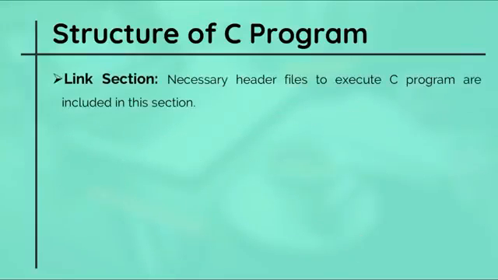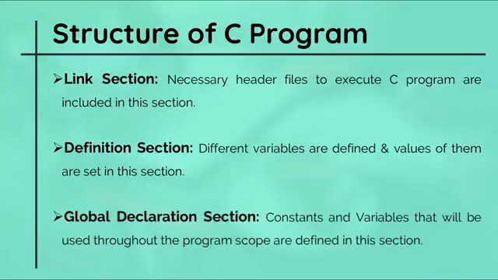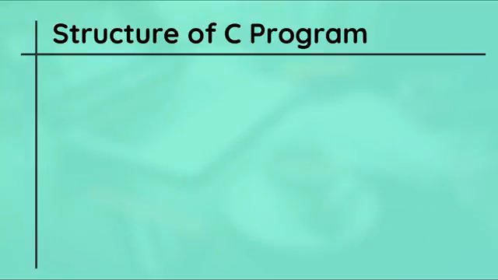The next one is the link section. Necessary header files to execute a C program are included in this section. The next one is the definition section. Different variables are defined and their values are set in this section. Next one is the global declaration section. Constants and variables that will be used throughout the program scope are defined in this section.